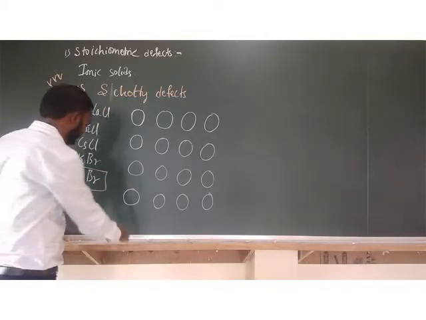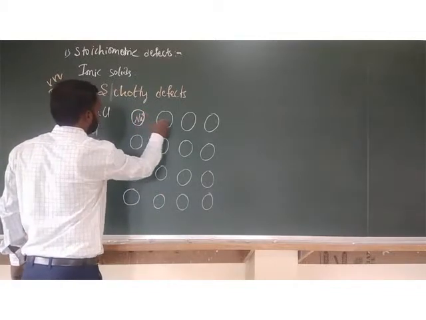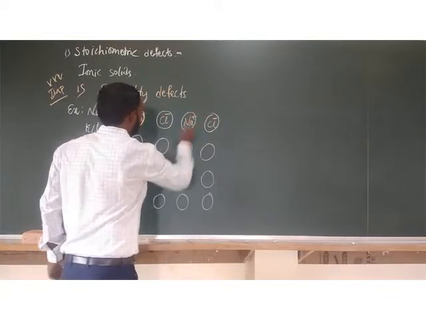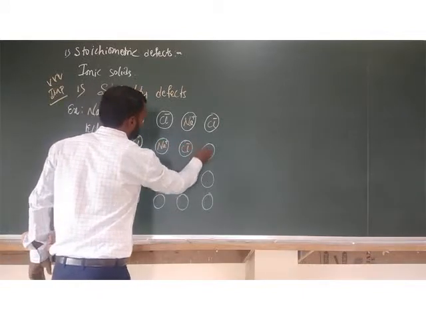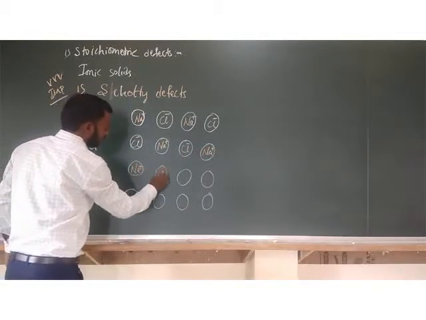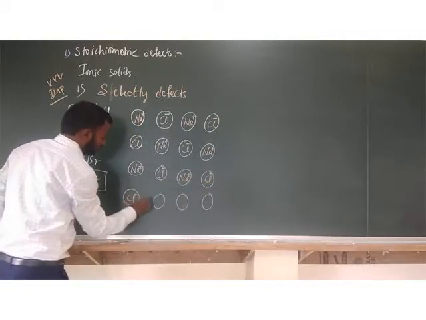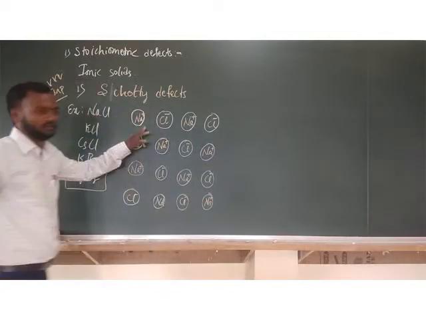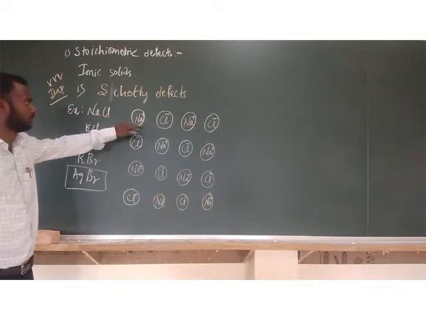Now the Schottky defects. So this is the ionic solid. For example, this is the Na plus ion and Cl minus ion. Cl minus, Na plus, Cl minus, Na plus, and again Na plus, Cl minus. A positive ion and negative ions combine to form a crystal or a compound.